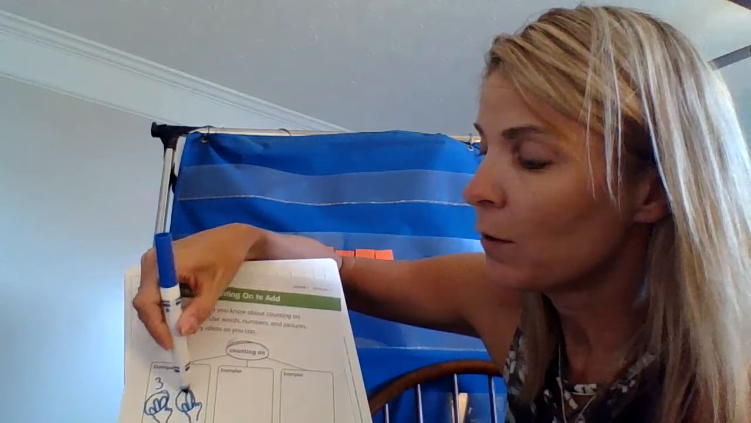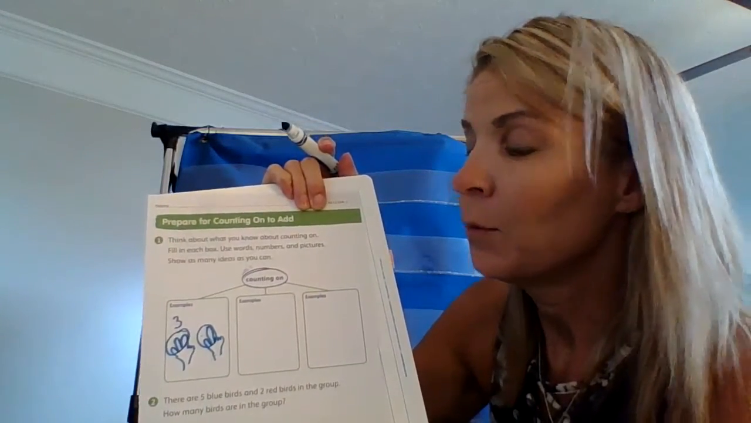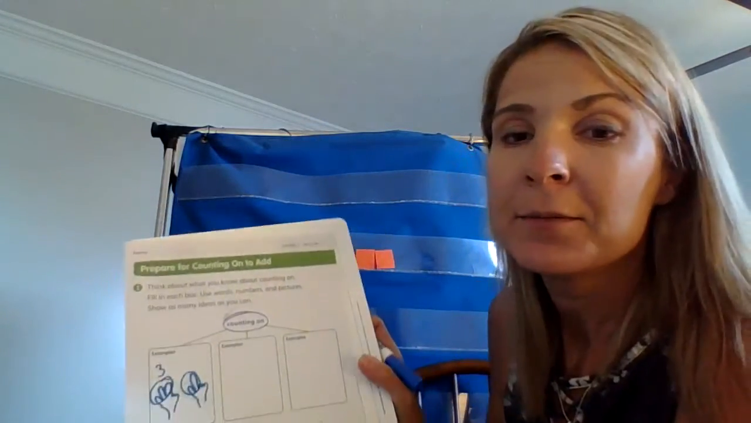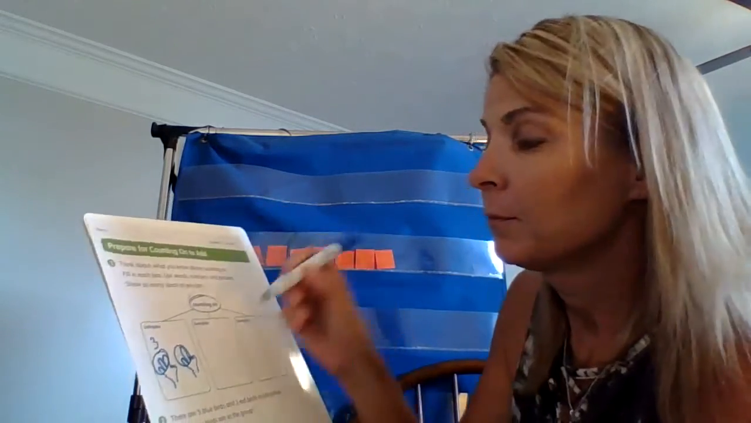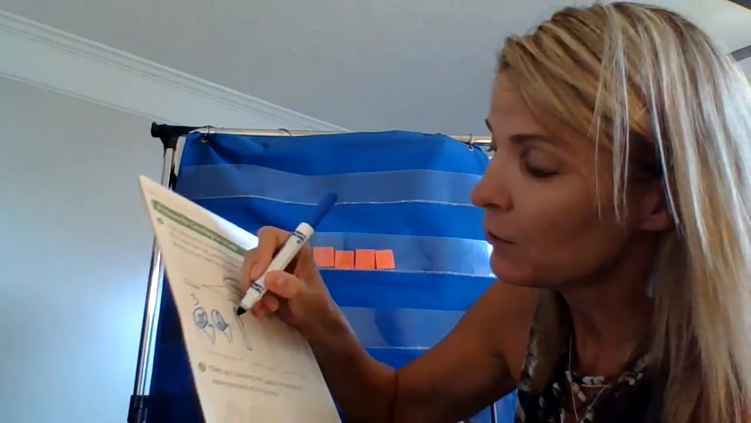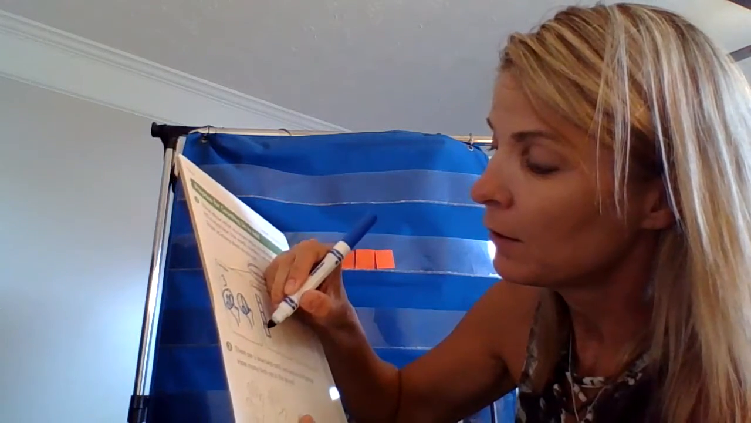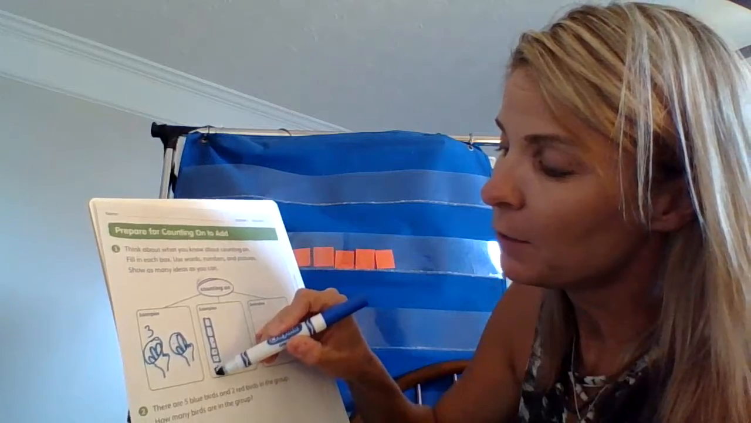Okay, so I'm going to do 3, 4, 5. And that's counting on. We can do squares like I did here. So if I pick the number 5, I'm just going to connect all my blocks together like a rectangle here and make sure that I have 5 blocks. 1, 2, 3, 4, 5. I know that number is 5.